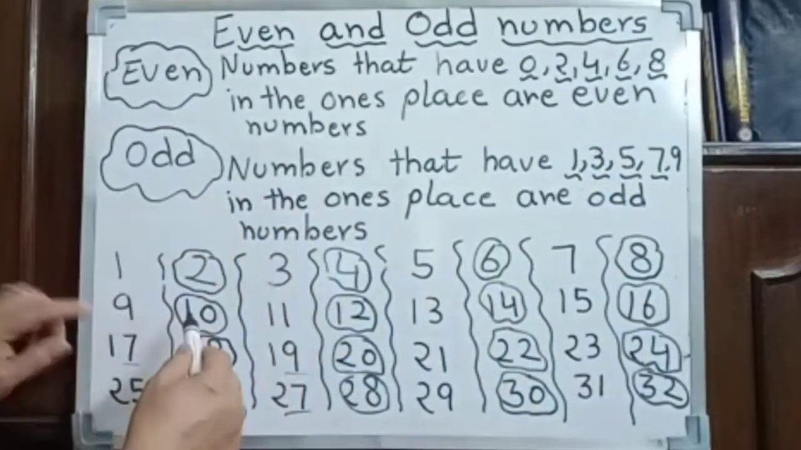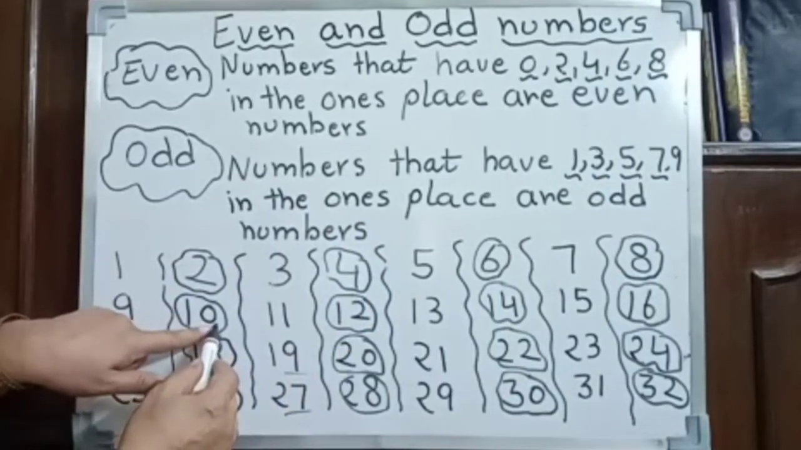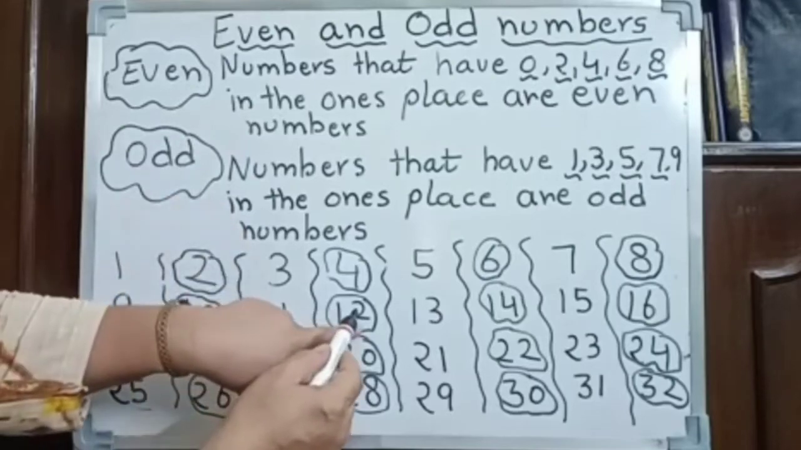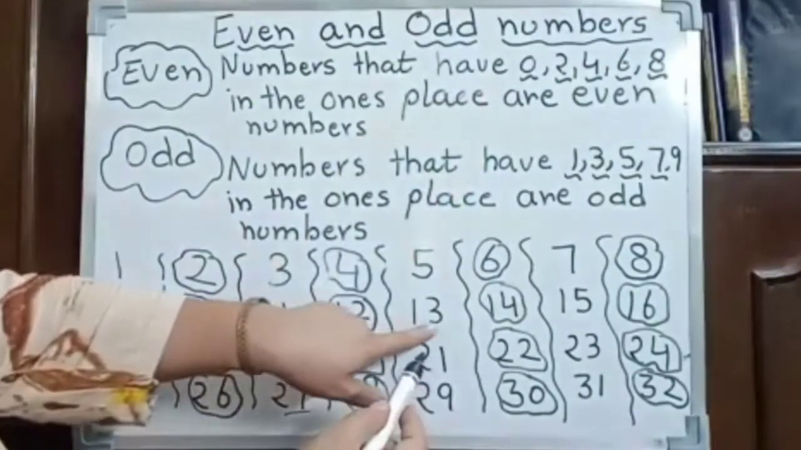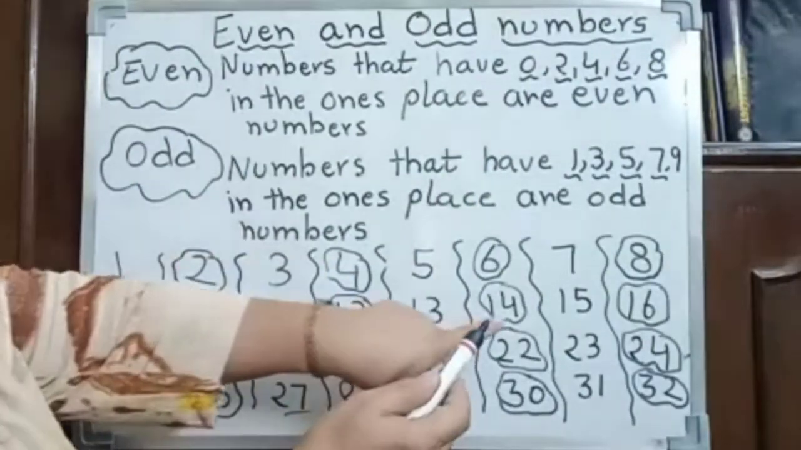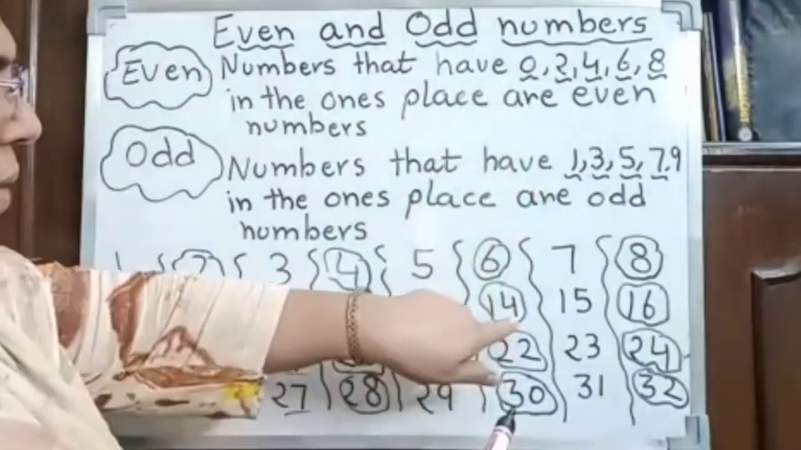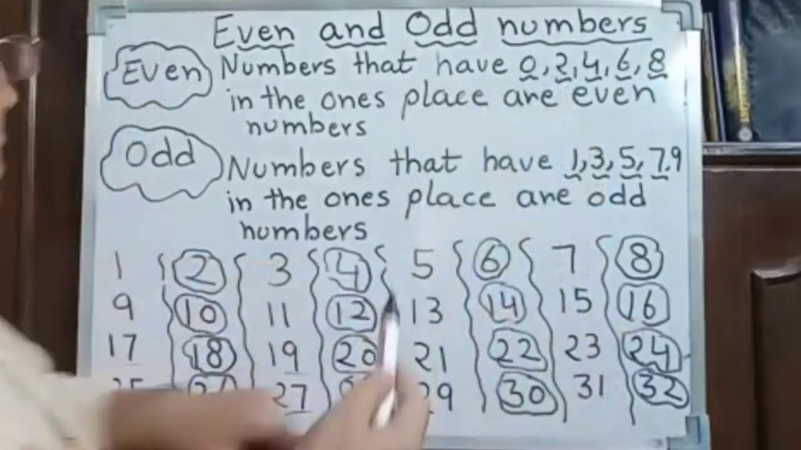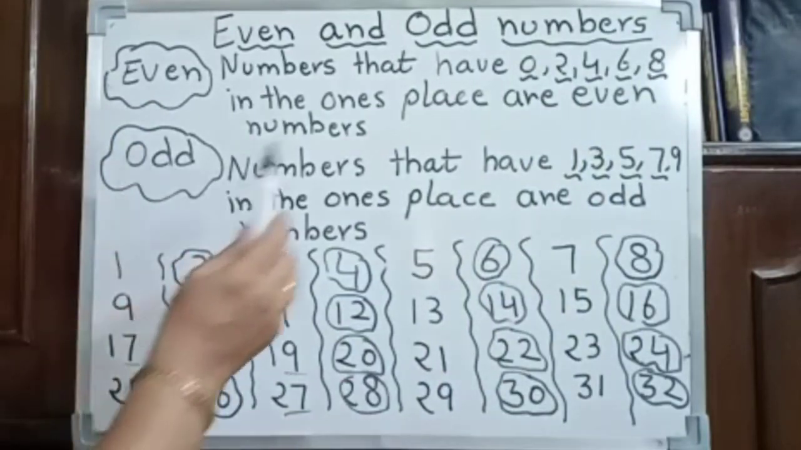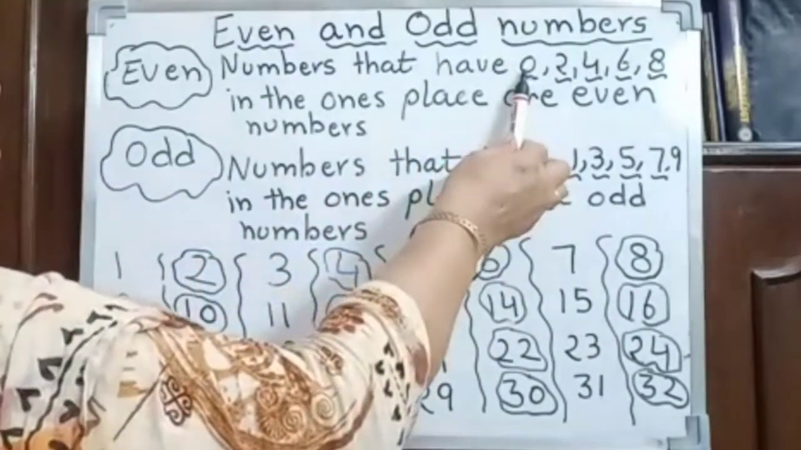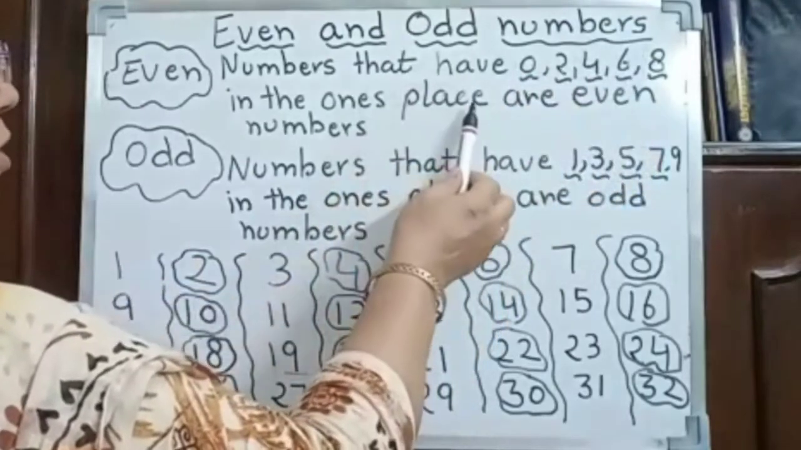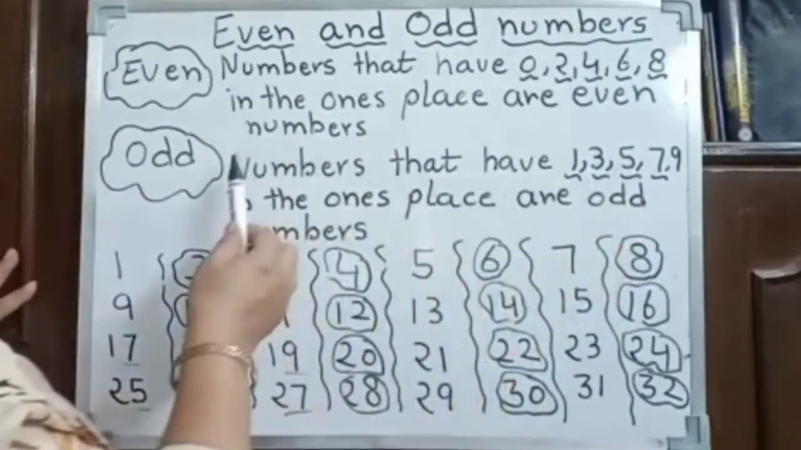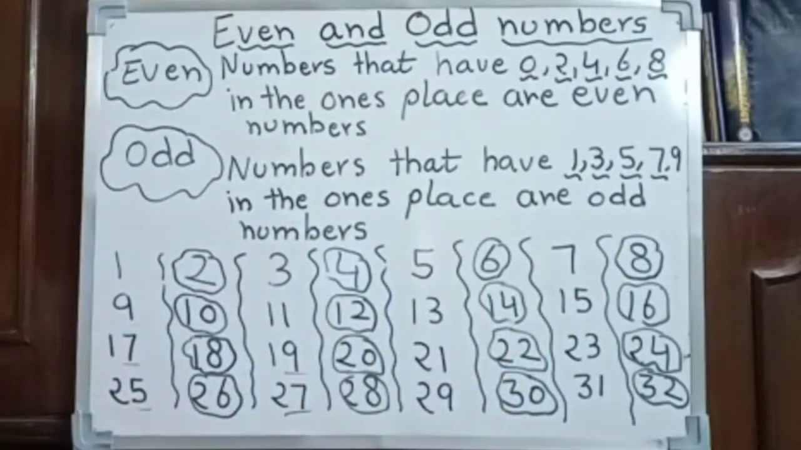9, odd number. 10, 0 is in the ones place, so even number. 1 is in the ones place, odd number. 2 is in the ones place, even number. 3 is in the ones place, odd number. 4 is in the ones place, even number. 5 is in the ones place, odd number. 6 is in the ones place, even number. So like that, it is very simple. Learn it by heart. 0, 2, 4, 6, 8 in the ones place are even numbers. 1, 3, 5, 7, 9 in the ones place are odd numbers.